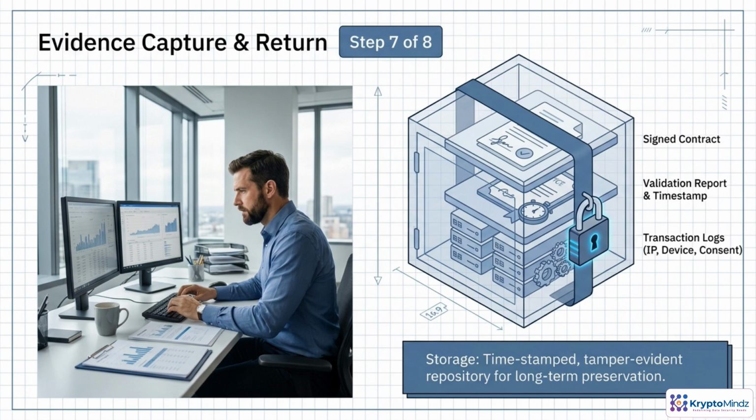With the contract signed, the bank must be able to prove, even years later, exactly what happened. So it bundles three elements: the signed document, the cryptographic validation report with trusted timestamps, and detailed transaction logs, including IP, device, and consent evidence. All of this is written into a tamper-evident, time-stamped repository. Architecturally, treat this as a core compliance service, not just file storage. Other systems will rely on it for audits and disputes.